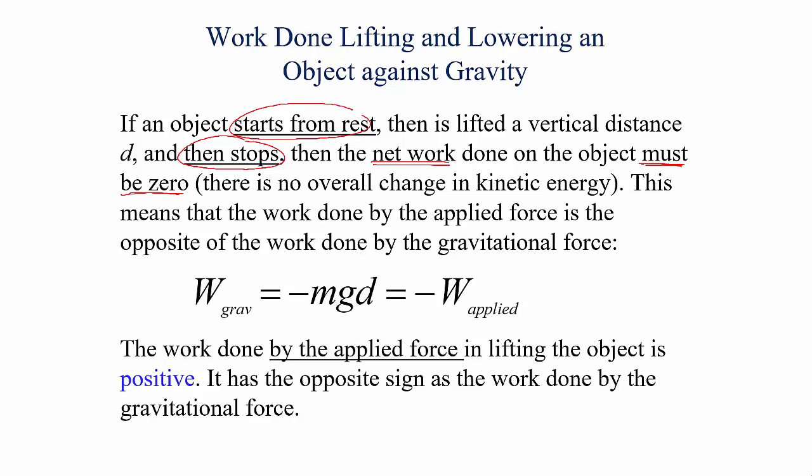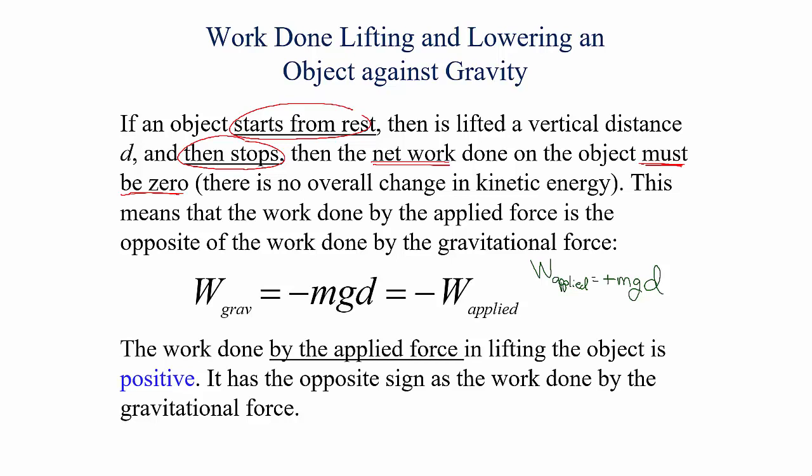If the net work done is zero, then the work done by the applied force, the force that's lifting the object, must be the exact opposite of the work done by gravity. So the work done by the applied force will have to be positive mgd. So the total work done, positive mgd plus negative mgd, is zero. Again, the work done by the applied force lifting the object is positive because the force that's lifting it is in the same direction that the object is moving.